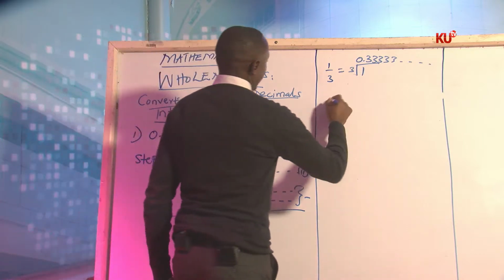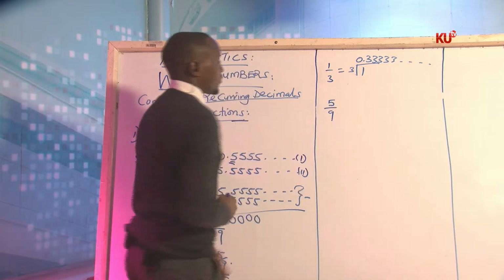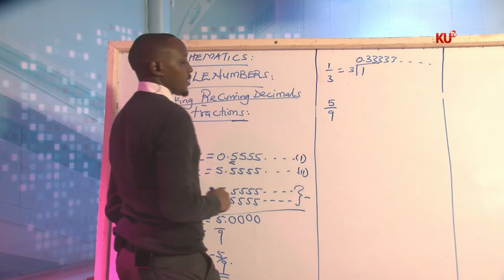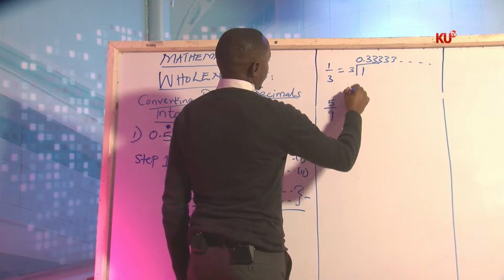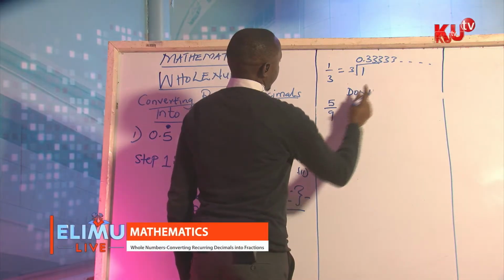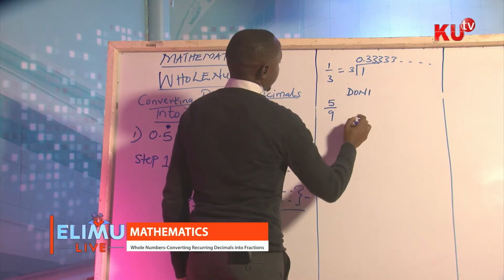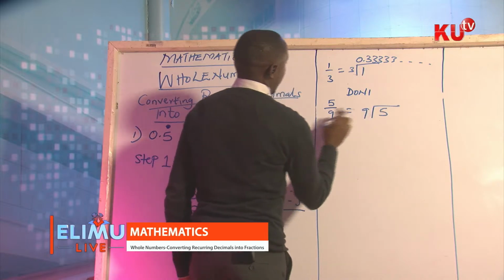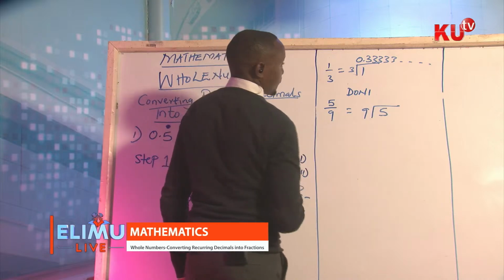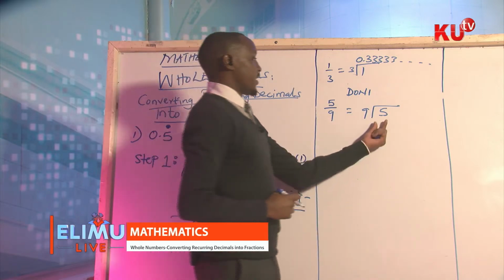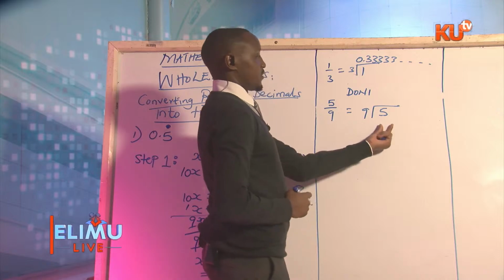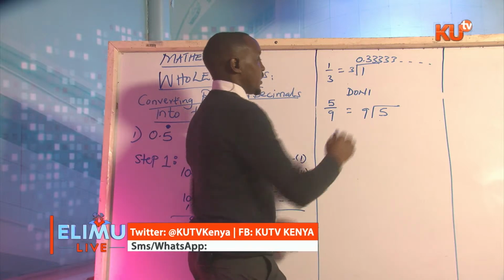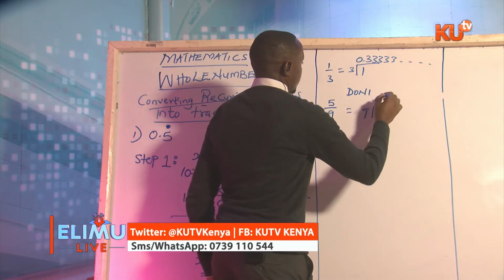Let's see if what we have done is correct. Let's convert 5 over 9 into a decimal. We said we use a very simple formula: denominator out, numerator in. Denominator is 9, numerator is 5. Therefore, 5 is not divisible by 9 because 5 is smaller than 9. So we say it is not possible.